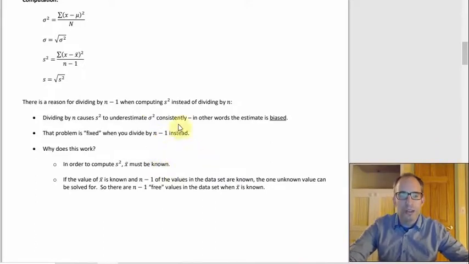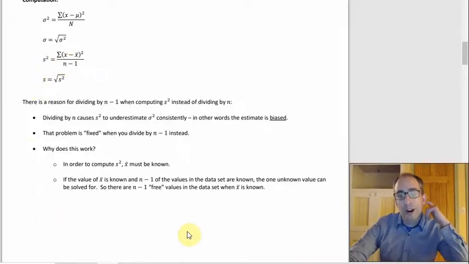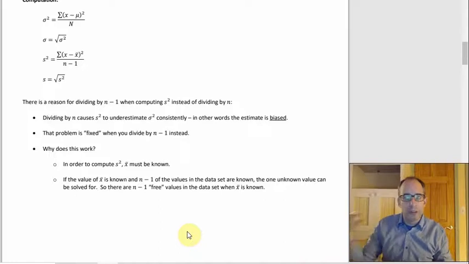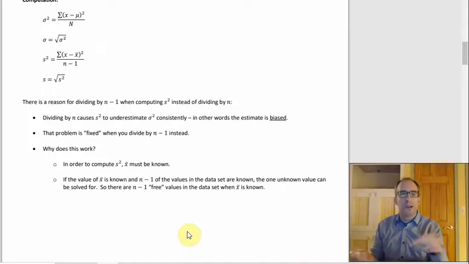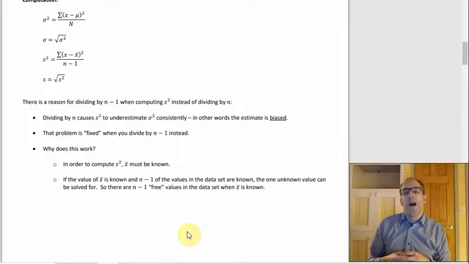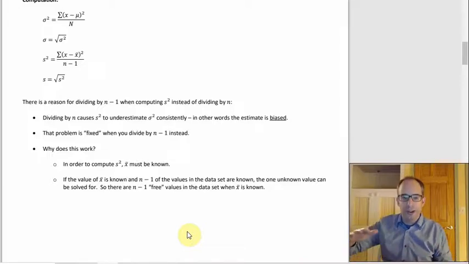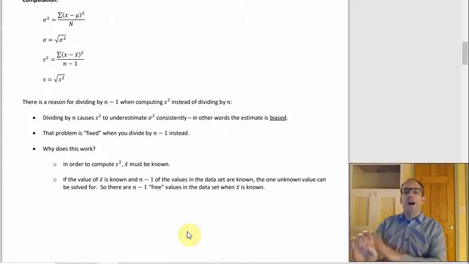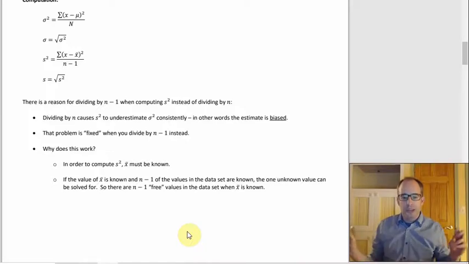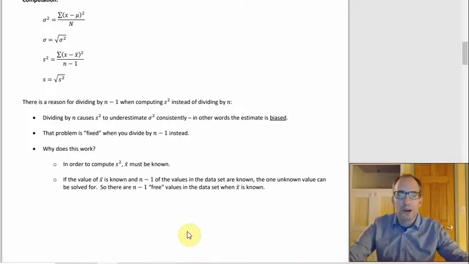It works because the computation of s squared is based on x bar, right? Like x bar is in this computation of s squared. But x bar already uses all of the data points in your data set, because in order to get x bar, you have to add them all up and divide by n. So because s squared is itself based off of another computation that uses the entire data set, there's this idea of where you lose a degree of freedom, or you have one less free value.